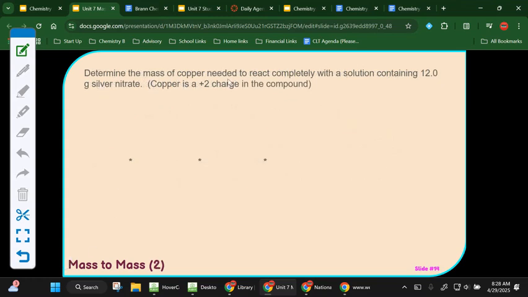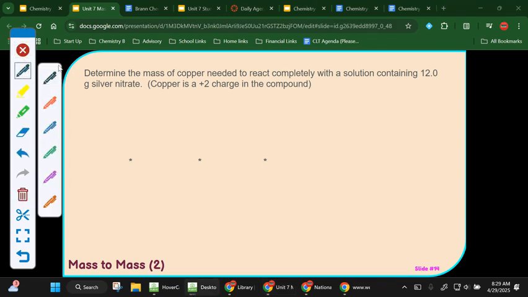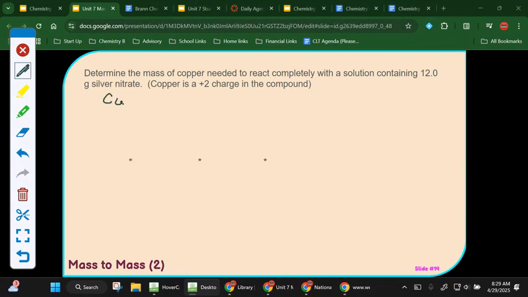Okay. Determine the mass of copper needed to react completely with a solution containing 12 grams of silver nitrate. Copper has a +2 charge in the compound. Okay. So let's write the balanced chemical equation to begin with, ladies and gentlemen. Do a little bit of reviewing here. All right. Denaya, how do I write copper metal? Cu. Because it's a metal, I'm going to put M by it. It is going to react with a solution containing 12 grams of silver nitrate.